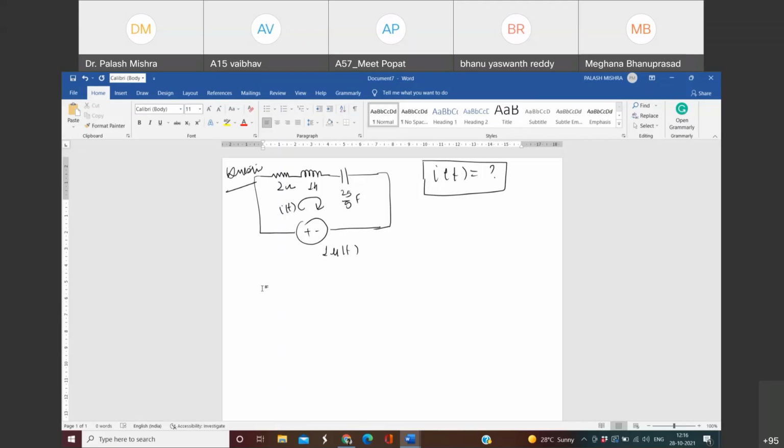That is 5 by 8 times of e power minus t by 5 minus e power minus 9t by 5. Let's check it. So the answer is minus 5 by 8 e to the power of minus 9 by 5 t ut plus 5 by 8 e to the power of minus 1 by 5 t ut. Anyone else? Anyone got this answer? Yes, sir. Got it. How have you solved it? First KVL and then applying Laplace transform.